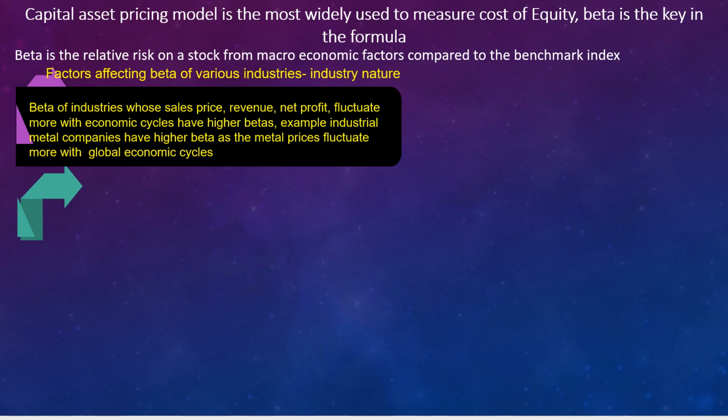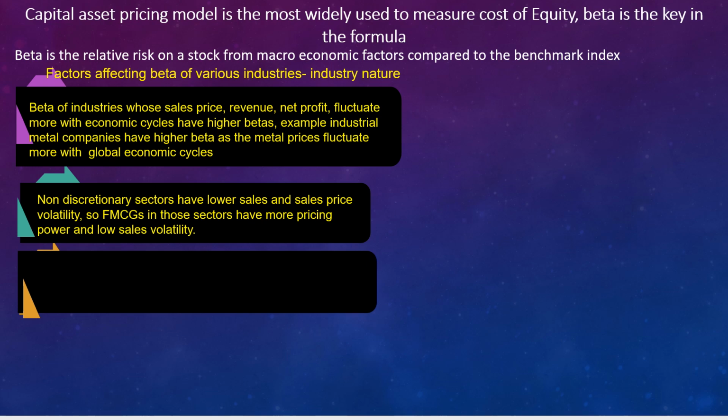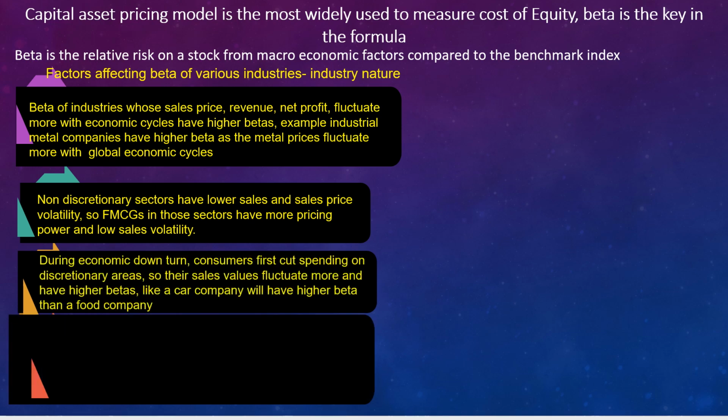Industries whose sales price, revenue, and net profit fluctuate more with economic cycles have higher betas. Example, industrial metal companies have higher beta as the metal prices fluctuate more with the global economic cycles. Non-discretionary sectors have lower sales and sales price volatility. So FMCGs in those sectors have more pricing power and low sales volatility.